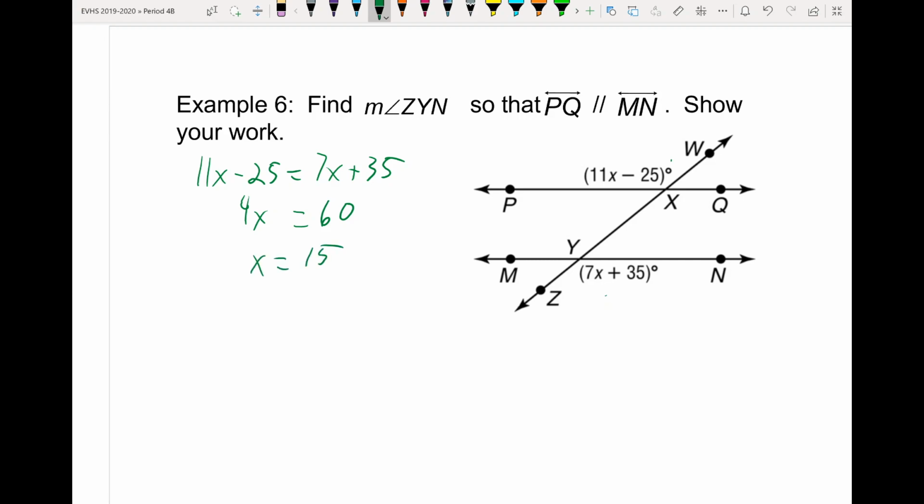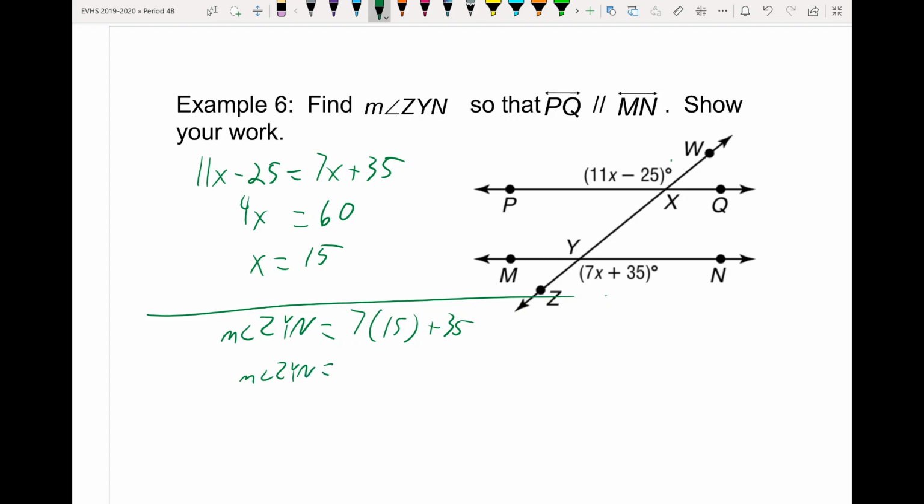Am I done? No. The measure of angle ZYN is my bottom angle here. So 7 times 15 plus 35. Well, 7 times 15 is 105, plus 35. The measure of angle ZYN equals 140. Now I'm done.